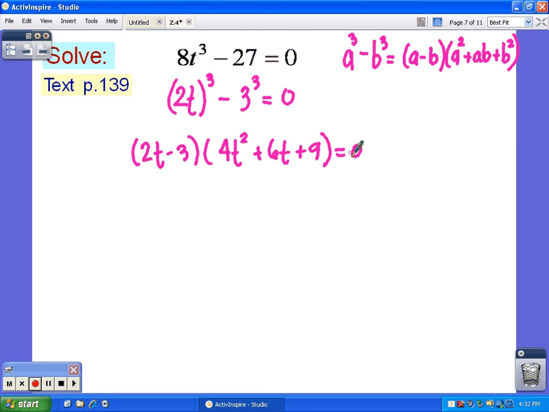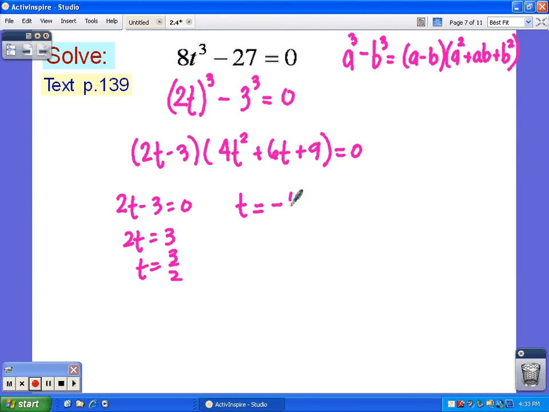Now, this first factor is linear. We can set it equal to 0 and solve it, and we would get t is equal to 3 over 2. When you were taught your cube rules for factoring, your teacher should have told you that the trinomial you get will never factor any further. So I know this trinomial is not going to factor, so I'm going to have to use some other method, and I'll use the quadratic formula.